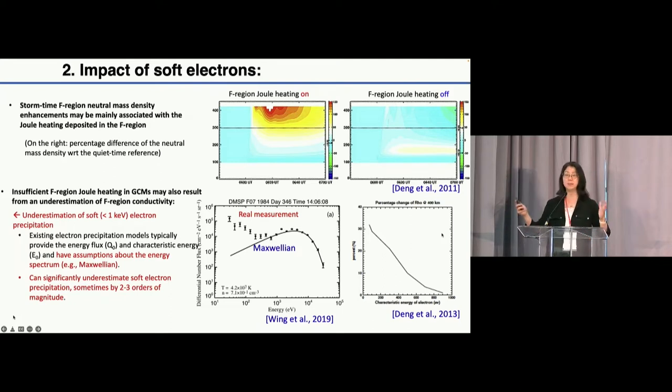So we basically keep the same amount of total energy for the particles. We just change the characteristic energy of the particles precipitating in the upper atmosphere. We found when the energy goes down, the impact on the neutral density actually goes up. So if you go down to 100 eV, the enhancement on the neutral density can be more than 20%. So way more efficient than the probably keV particles.